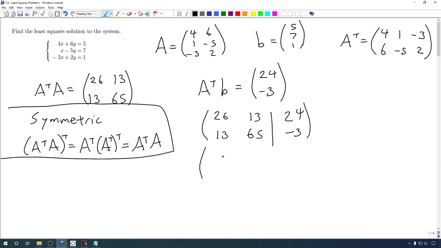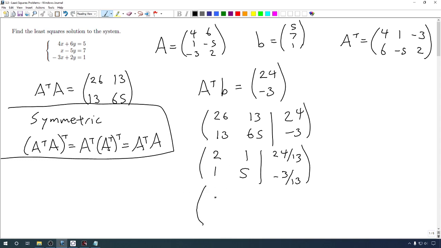Okay, we do some elimination. First thing I'm going to do is just divide everything by 13. All the entries on this side are actually multiples of 13. I'll get some fractions over here, but we will end up with fractions anyways, so it'd be nice to be able to simplify this side. So this becomes 2, 1, 1, 5. Then over here we have 24 thirteenths and a negative 3 thirteenths.